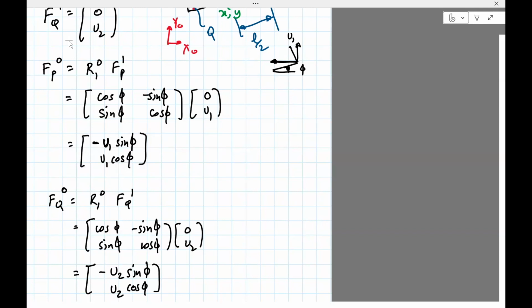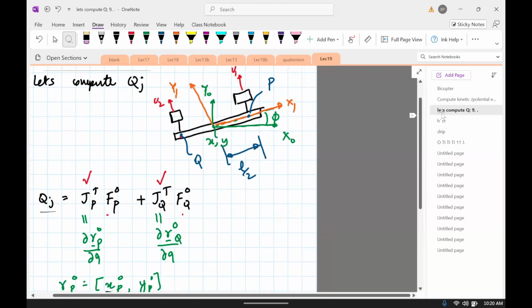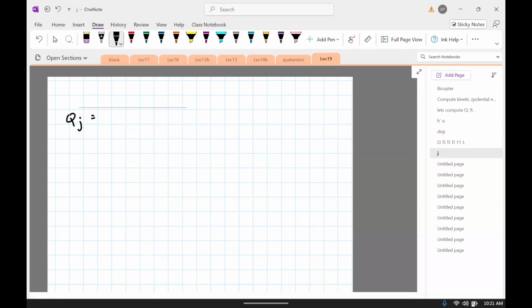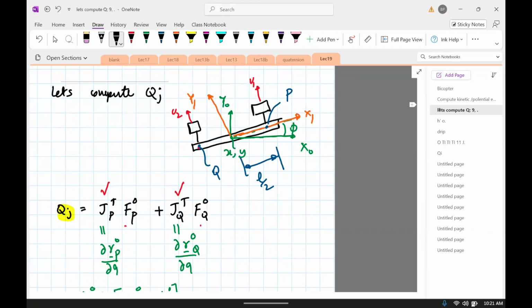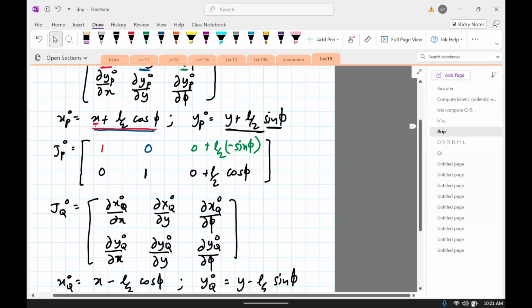Okay, I think we are all set to evaluate what we're really after, which is Qj. So Qj is Jp transpose Fp. We've completed all those things. So let's compute uppercase Qj. Uppercase Qj is going to be the Jacobian, which I wrote down earlier. Now it's going to be Jacobian transpose, right? And the Jacobian was here. It was a 2 by 3 matrix, so it'll be a 3 by 2 matrix. I need to take the transpose of this.